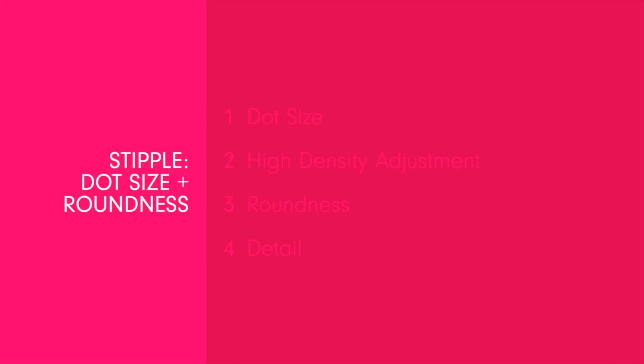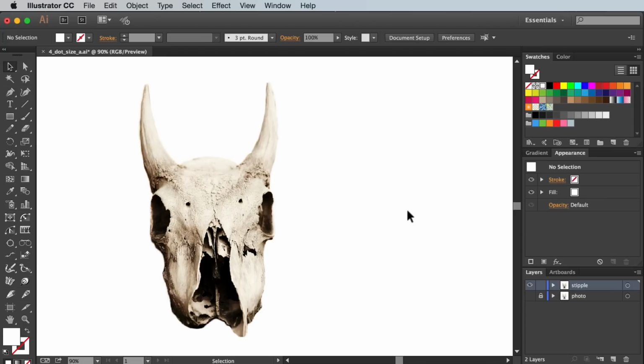I'm Alice, and in this episode I'll be delving into the dot size and roundness settings for stipple. Overall we'll cover dot size, high density adjustment, roundness and detail. Okay, so hopefully you've watched the previous episode so you know how to apply a basic stipple.